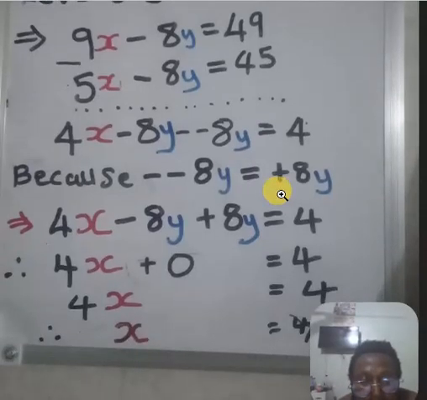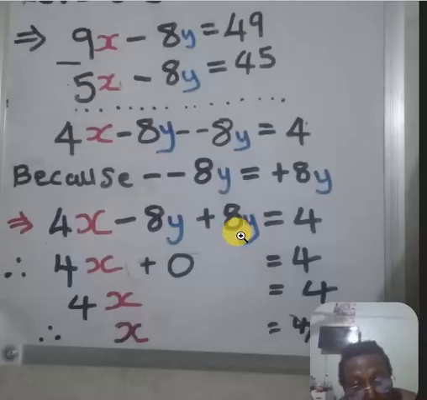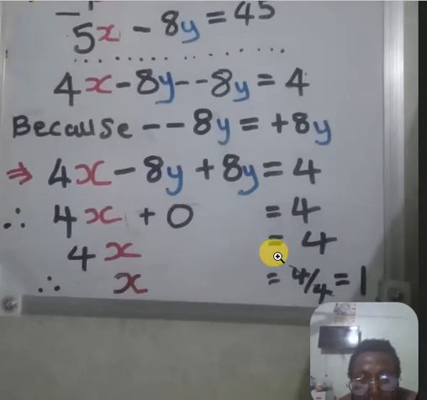And we know that minus 8y plus 8y is 0. You can equally write it as 8y minus 8y is equal to 0. So we have this to be 0. So we have 4x plus 0 is equal to 4. So let's go on. If 4x is equal to 4, therefore, let x be alone on one side and let's take this 4 to the other side so that we find what x alone is.